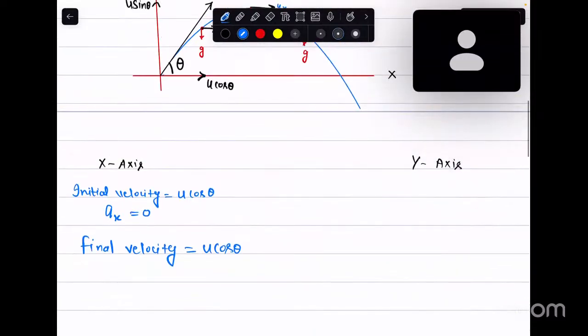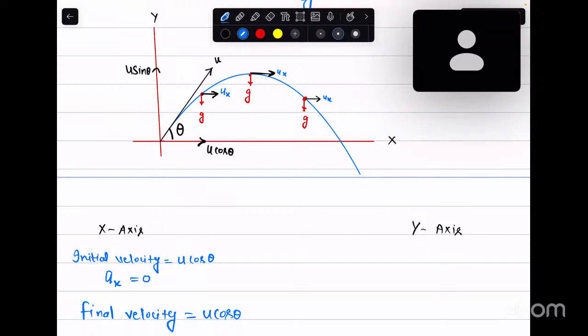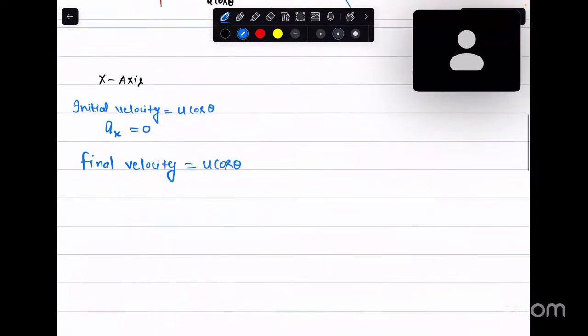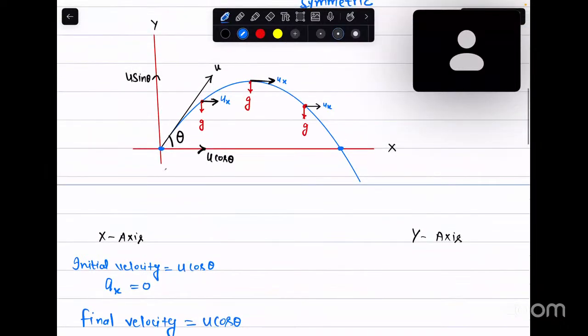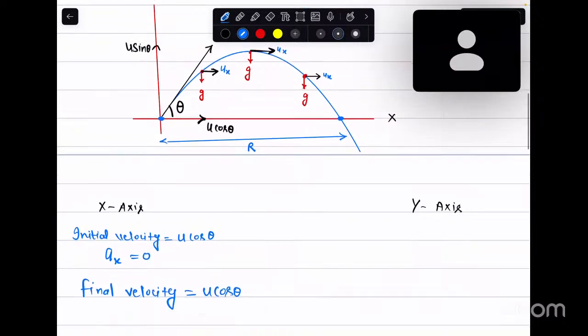Now I want to know how much time it will take to move from this point to this point, from the point of projection to the point of striking. Let's say this particular distance is r units, which is known as range. If you know this distance properly, you can find out the time of journey. We can also find out the time of journey in the y-axis, and that will be the same for the x-axis.